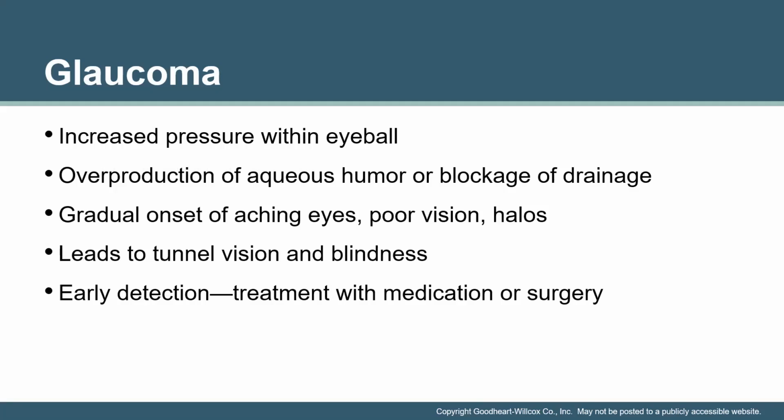You can have a gradual onset where your eyes hurt and your vision gets poor. You might see halos of light, and then you'll know you're having glaucoma. This can lead to tunnel vision, meaning the periphery isn't able to be sensed or detected, and it can lead to blindness. If you catch it early, these pressures within the eyeballs can be corrected.